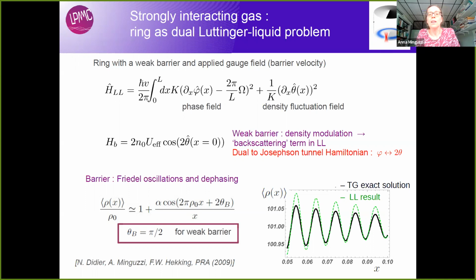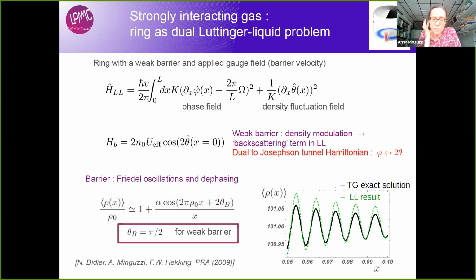In this case, since we describe a ring, we have a single phase field, a single density fluctuation field, and we have an applied flux, which introduces rotation, this omega, and the weak barrier is described as a backscattering term in the Luttinger liquid Hamiltonian. And the backscattering term is the cosine of theta, which is the field associated to the density fluctuation. And so we have a precise dual of the Josephson tunnel Hamiltonian if I change the operator phi with the operator 2 theta.